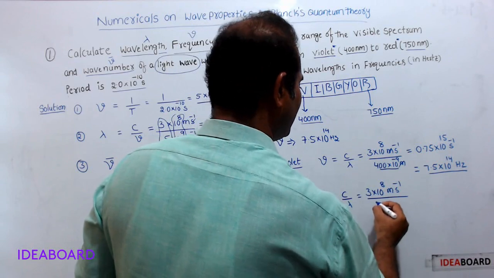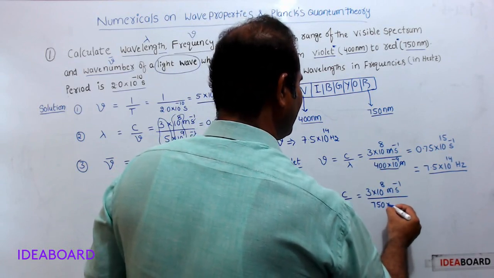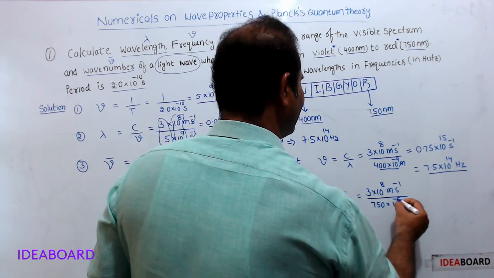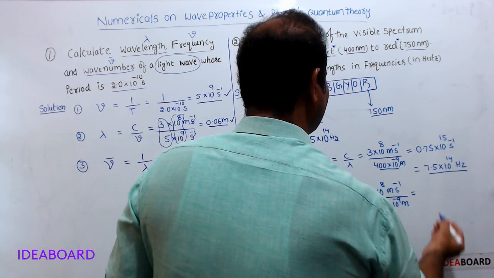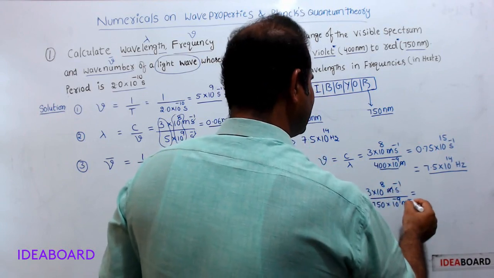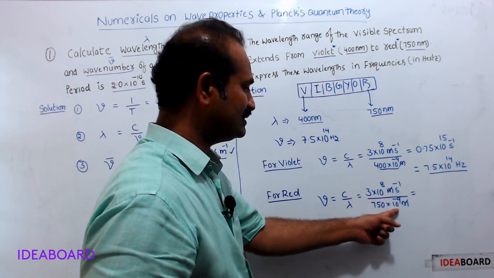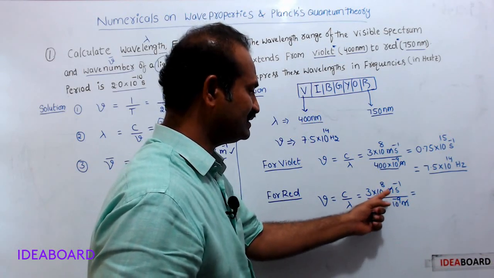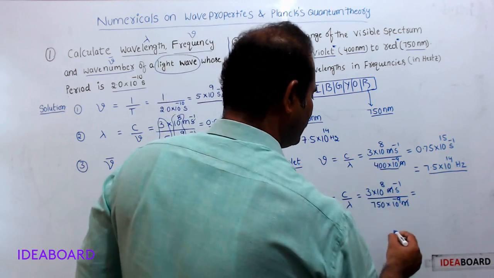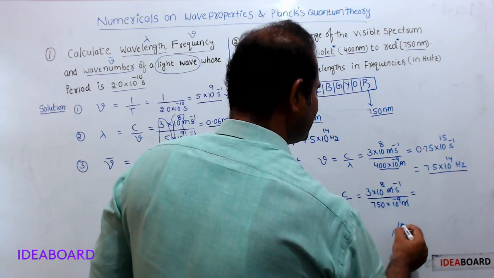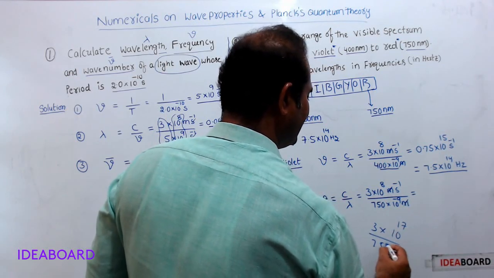So convert nanometers: 750 nanometers. Nanometer means 10 power minus 9 meters. Now this meter cancelled out. See here, this 10 power minus 9, if it goes up, means plus 9. 10 power 9 into 10 power 8, you will get 10 power 17. 3 divided by 750 is there.